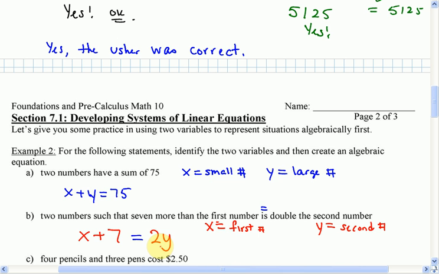Okay, you try the next one, please, on your own. See if you can find the two variables, describe what they are, and then come up with the equation.